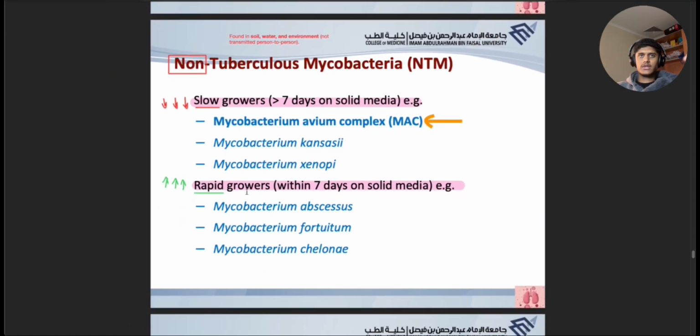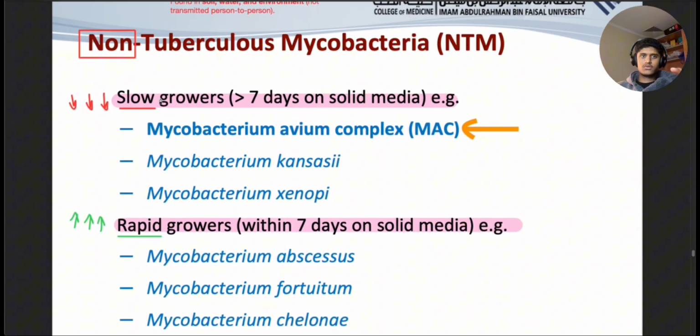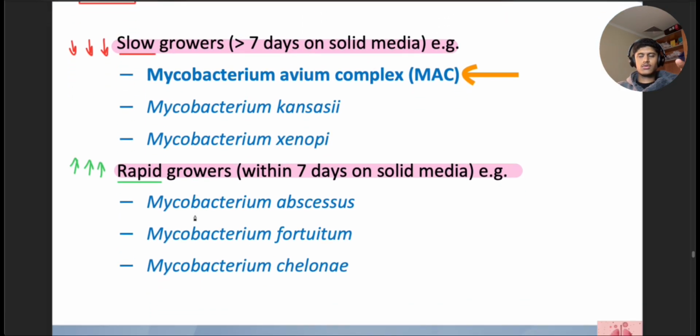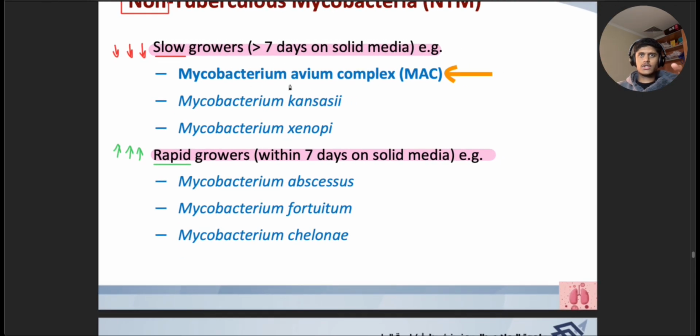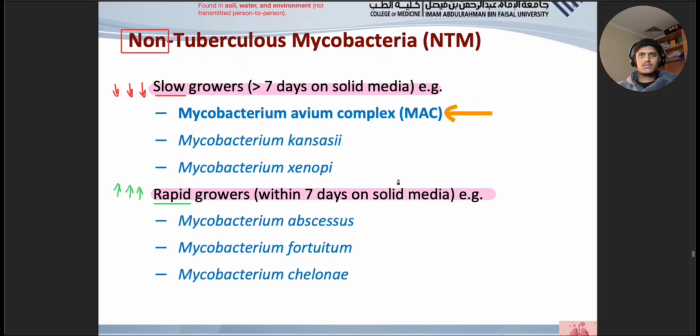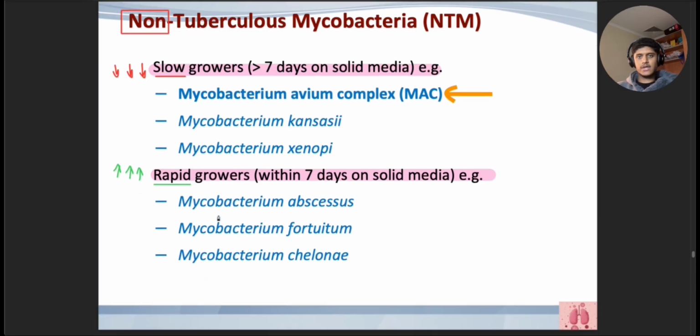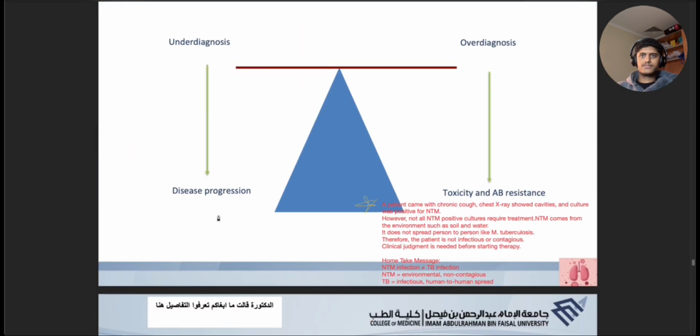Okay, finally, the non-tuberculous Mycobacterium. We have slow growers and rapid growers. We should only be concerned with the Mycobacterium avium complex. The names of the other ones are not really important, but if you want, just memorize the slow ones, and the rapid ones will follow.